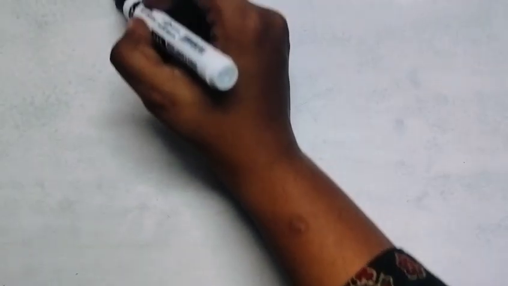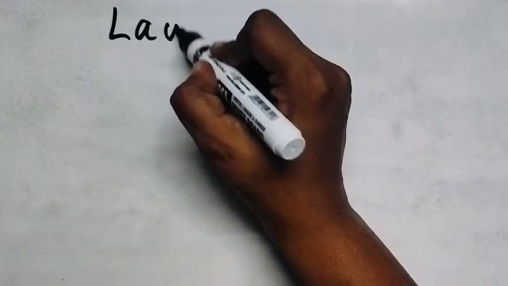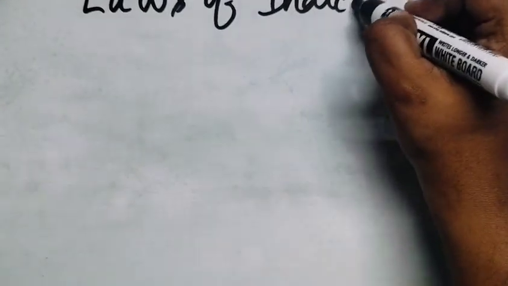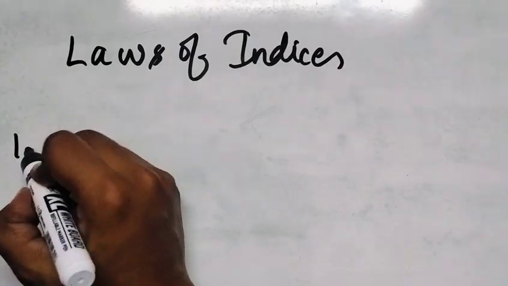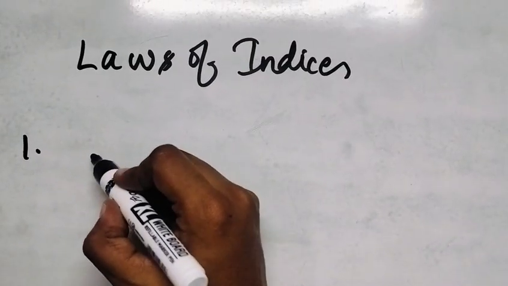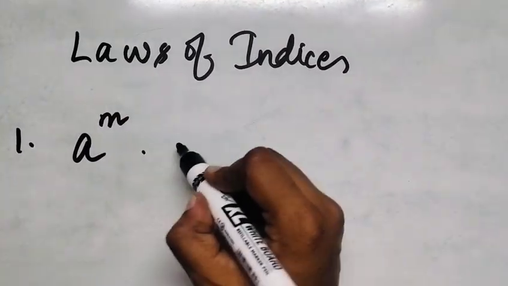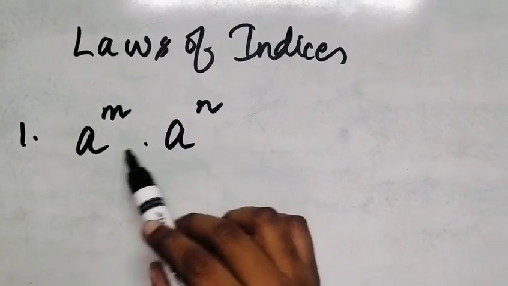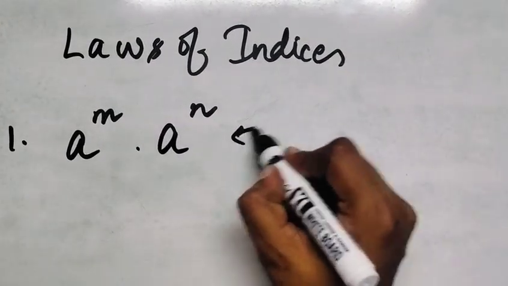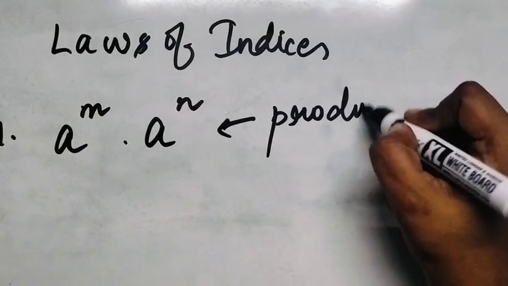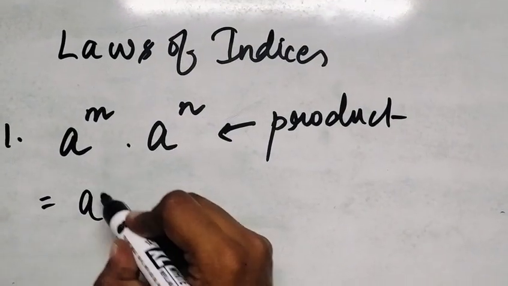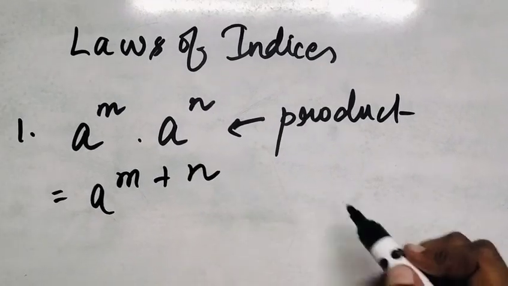Hi everyone, let's move on to a new topic, which is nothing but the laws of indices. Let's focus on the first law: if you have a raised to the power m multiplied by a raised to the power n, that is, the bases are the same but it's a product. So what you're doing here is a product of two numbers having the same base. This is the same as writing a to the power m plus n.